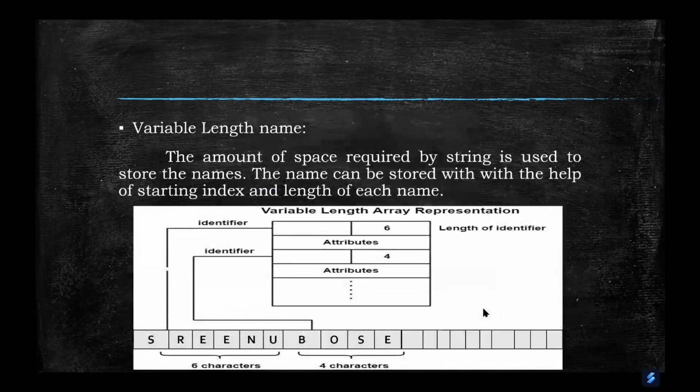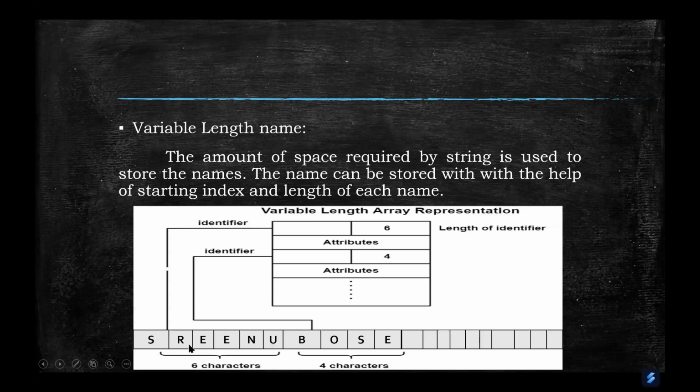Next, variable length. Most of the space required by the string is used to store the names. The name can be stored with the help of the starting index and the length of each name. Let's say whatever we considered above, identifier 1 and identifier 2 are taken with the length of the identifier. Here we have the total length.